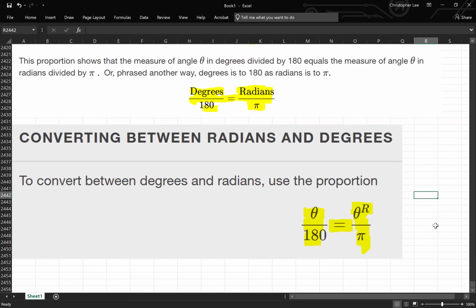So converting between radian and degrees, here you go. There's your formula again, right? Multiplied by pi over 180, is equal to the theta in radian over pi.